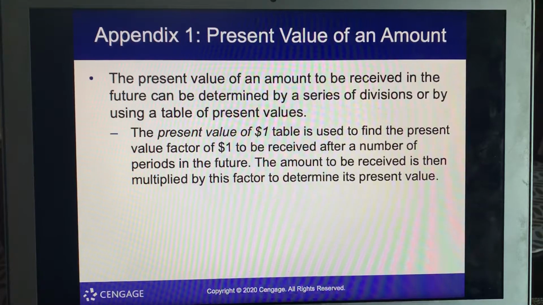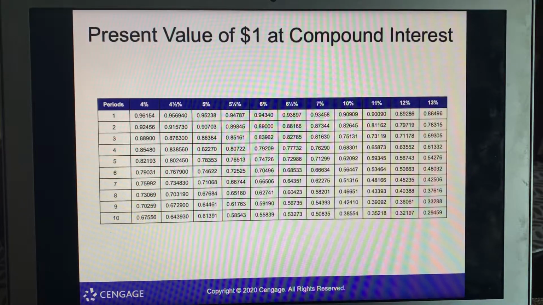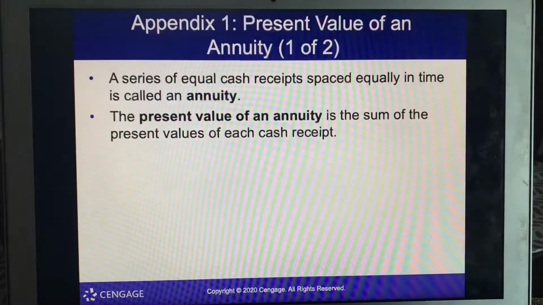Let's see. The present value of an amount to be received in the future can be determined by a series of divisions or by using a table of present values. The present value of $1 table is used to find the present value factor of $1 to be received after a number of periods in the future. The amount to be received is then multiplied by this factor to determine its present value. So here are these values. Okay, and this is compound interest, which means each month or depending on your terms.